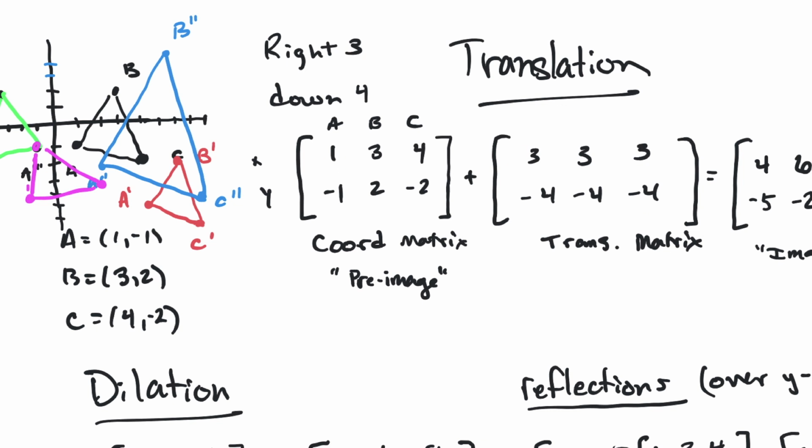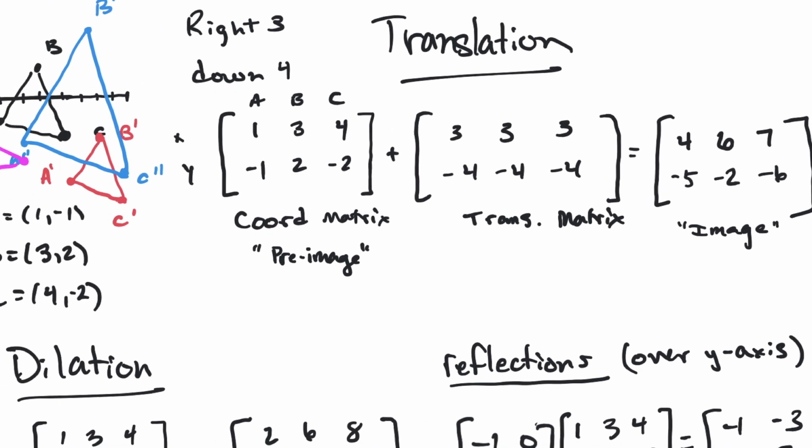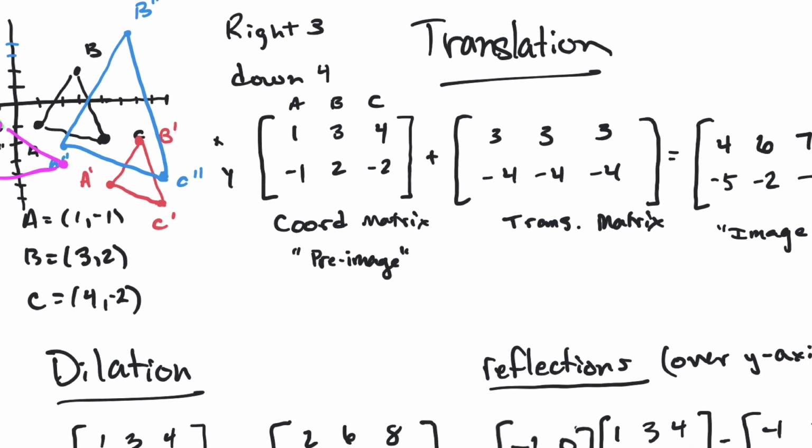So we would add 1 plus 3, 3 plus 3, 4 plus 3, negative 1 plus negative 4, 2 plus negative 4, negative 2 plus negative 4. What that will do is give us what we would call our image, our final result: 4, negative 5, 6, negative 2, and 7, negative 6. We can see that transformation happen in the graph. The black is the original, the pre-image, and then we have the red, denoted by prime. The transformation has happened, and this is called the image. So we go right 3, and then down 4.